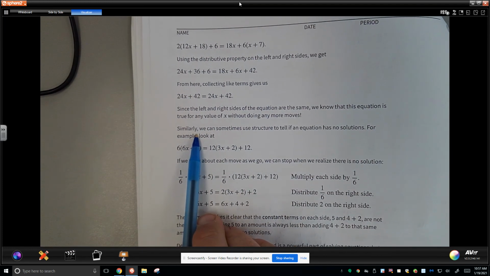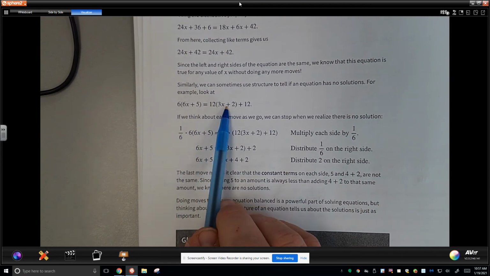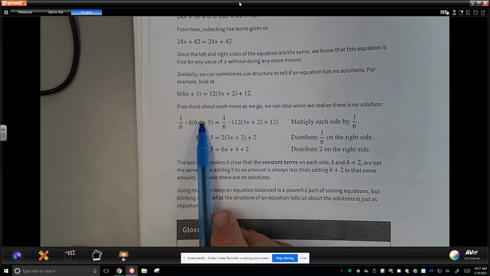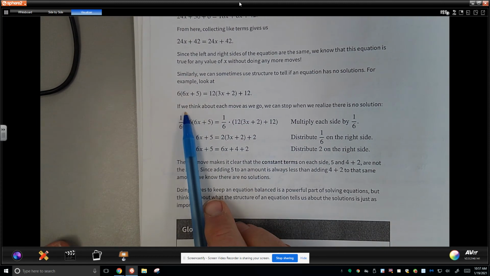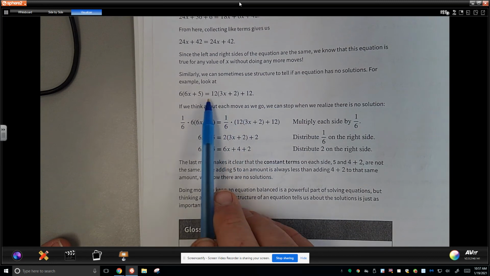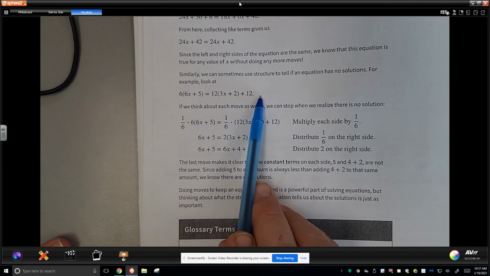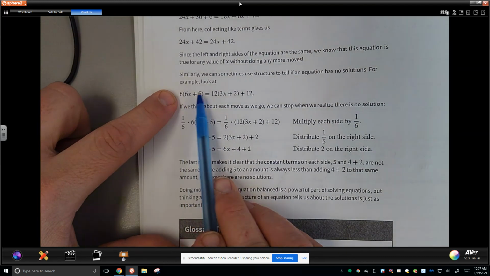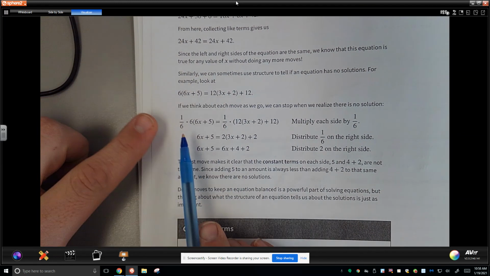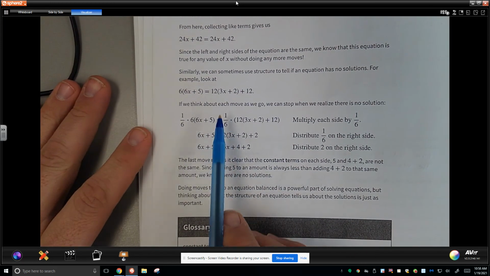When we look at the structures for something that has no solutions, we do the same thing. We simplify both expressions, and then we look at them a little bit more. In this case, we did something a little bit different. We can think about it as we take each move. Seeing that we have 6 out here, 6 right here, or 12 right here, and 12 right here, there is a common factor of 6 for each of these terms. So if I multiply by 1/6, it does make things a little bit simpler.